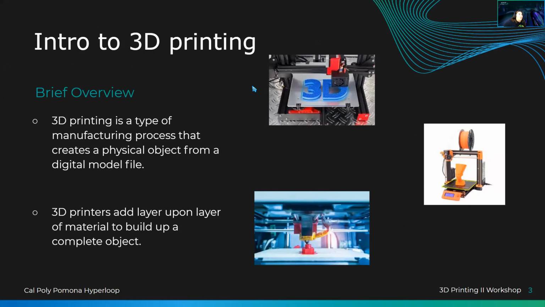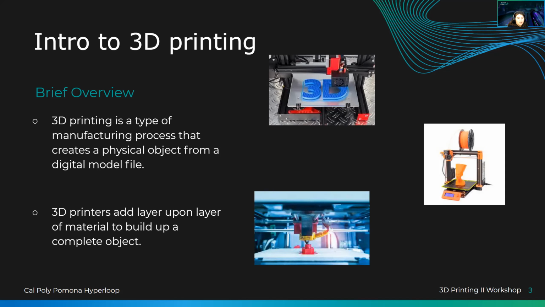So, intro to 3D printing. Just a brief overview of what 3D printing is. 3D printing is a type of manufacturing process that creates a physical object from a digital model file. Usually an STL file is what's created from your model file. And basically how 3D printers work is they add layer upon layer of a material until the object is complete. It starts with the first layer, and as you can see in this picture here, it just keeps slowly building upwards.